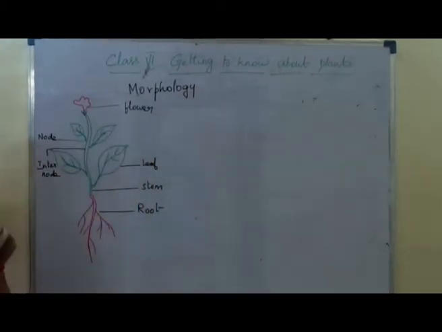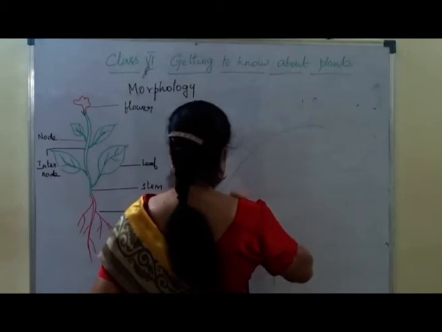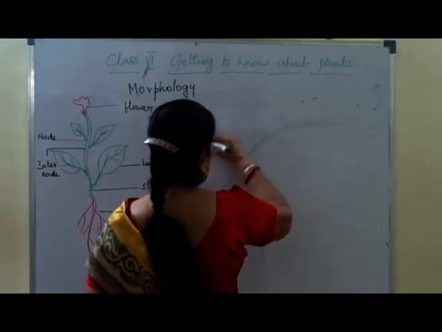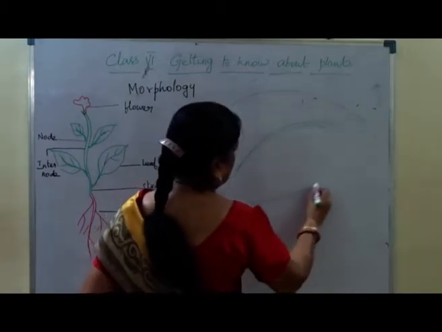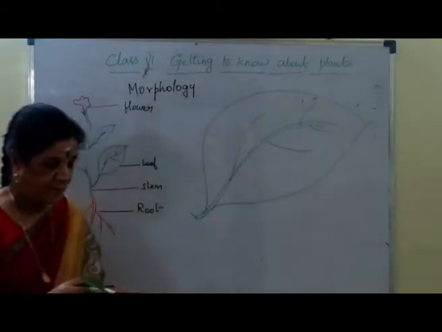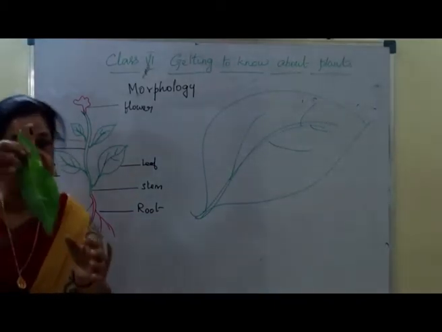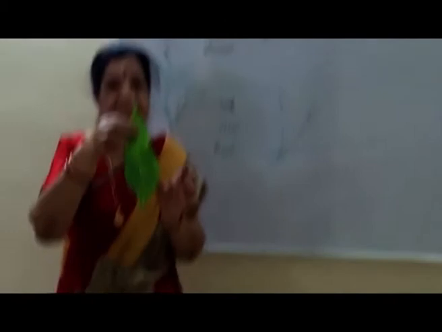The parts of the leaf. It is green in color. See here, there is a center nerve-like structure. It is green in color. Now see here, what I am showing, this is a leaf. It is green in color.